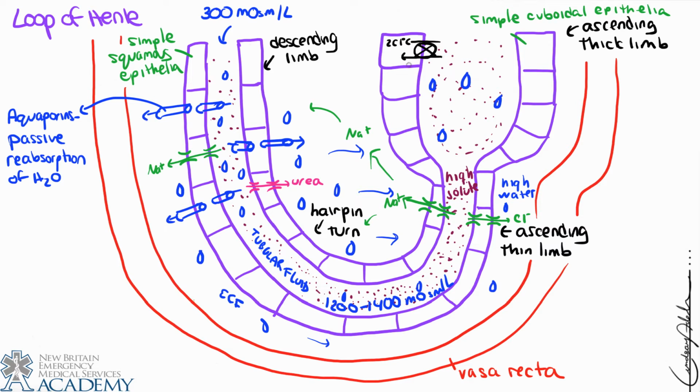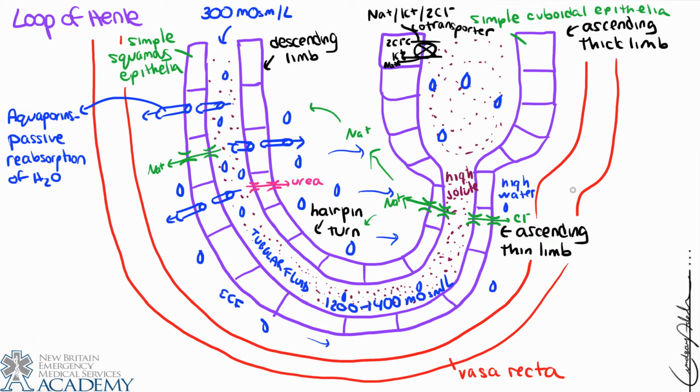All right, in the ascending thick limb, we have a particular transporter, which is named the sodium potassium 2 chloride transporter. It's a co-transport mechanism that moves 2 chloride ions and 1 potassium ion and 1 sodium ion from the renal tubule into the renal epithelial cell. So it's only located in the apical surface of the cuboidal cells of the ascending thick limb, and it's passive. It doesn't require any energy to function, but it's going to move all those things into the renal epithelial cell.